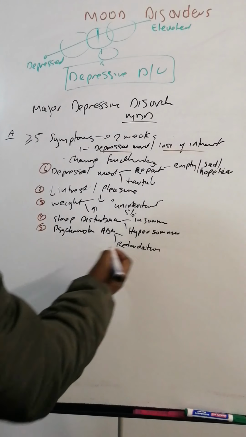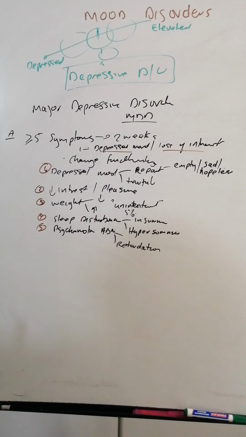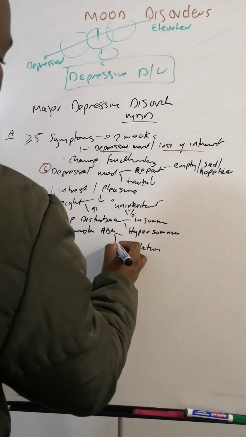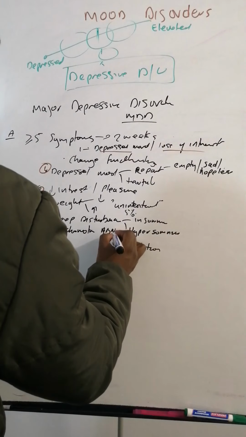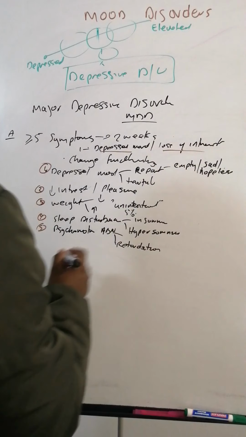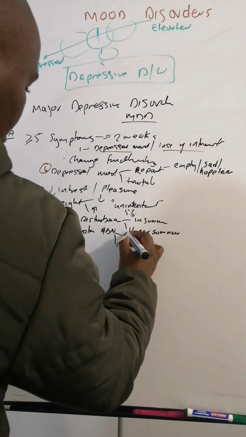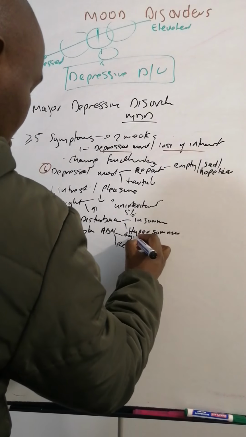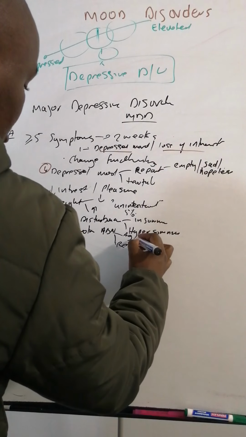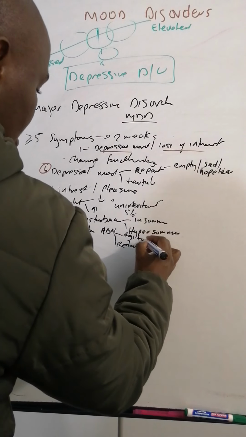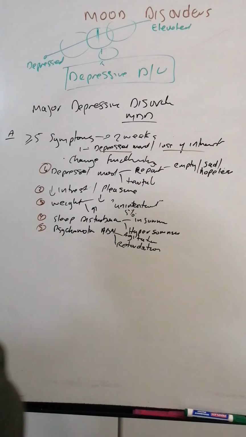Psychomotor agitation is common in mania, it's common in psychotic patients, but most of the times patients that have got depressive disorders, they usually have psychomotor retardation. I'm not saying they cannot have agitation. Yes, they can, but most of the times it's retardation. Psychomotor abnormalities.